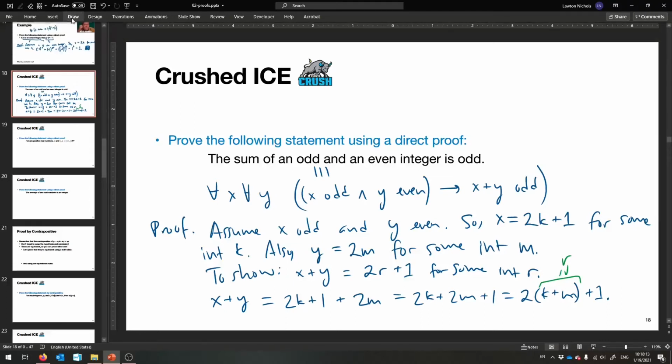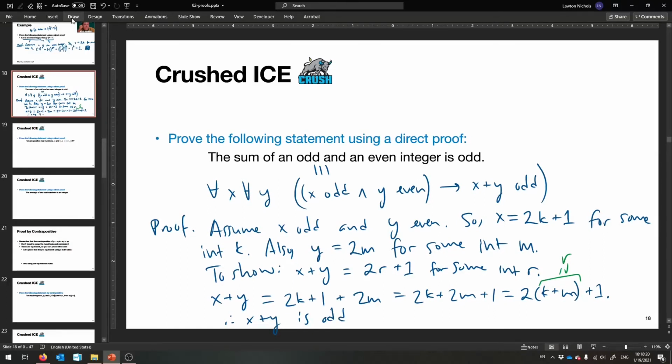Okay? So therefore, x plus y is odd, by definition. Okay, and that was what we wanted to prove. So QED, mic drop. Did you see that? Okay, it kind of happened fast, but all we had to do was unfold these definitions, and suddenly we had a proof going. So I hope you were able to get that. If not, don't worry. Plenty of practice is coming up still.